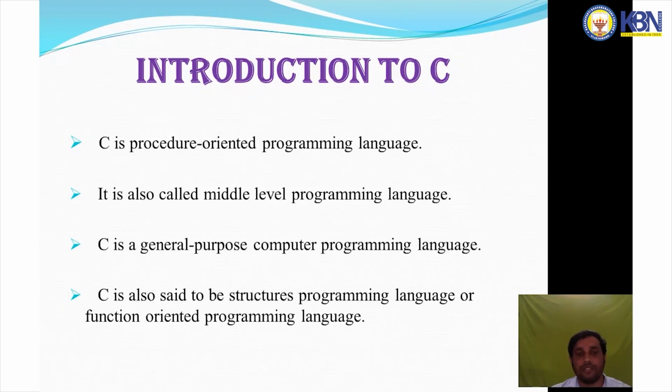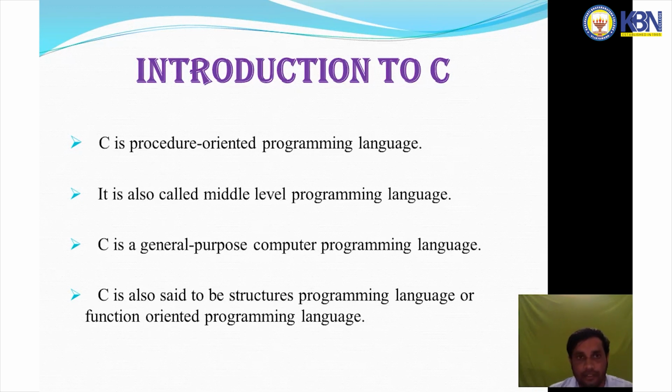The next one is that C is a structured programming language, or a function-oriented programming language. So what does structured programming mean? C follows the structured format of languages, and it is also function-oriented programming.